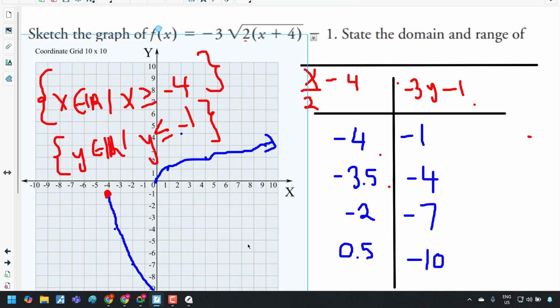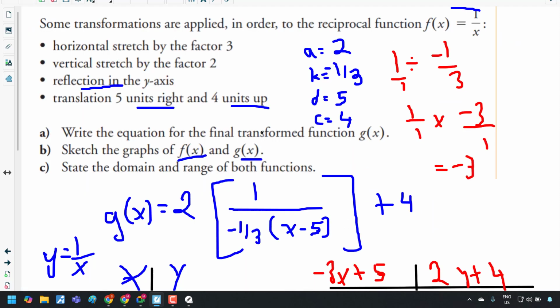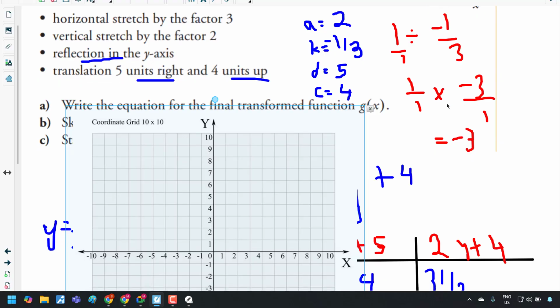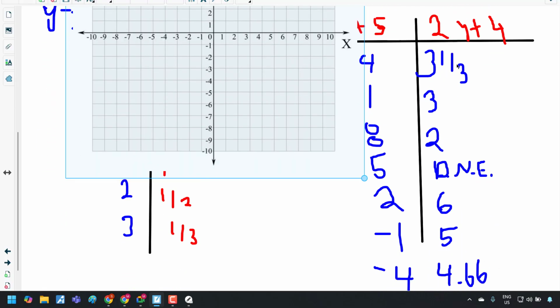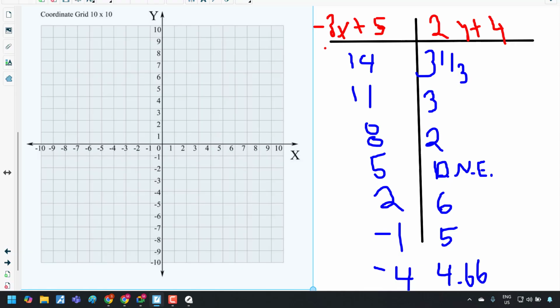Then I'm just going to get my chart paper here and I'm going to graph it. So we're going to graph our parent function first. Our parent function, just so you know, has a vertical asymptote at 0. And it was 1 over x. I've hidden the table, so I can't really see it right now. But you can check that 1 over 1 is going to be 1.